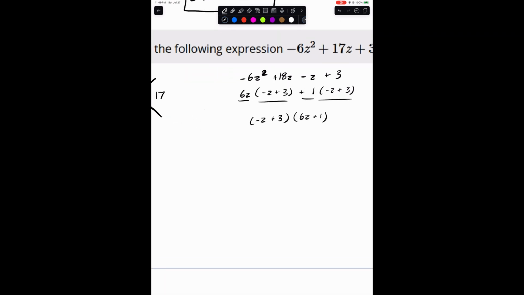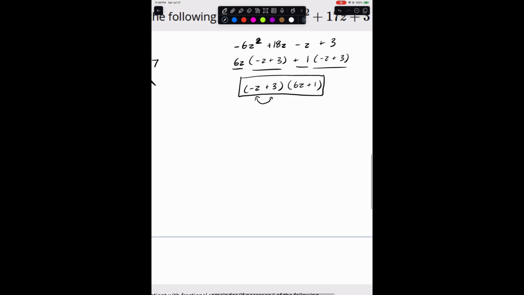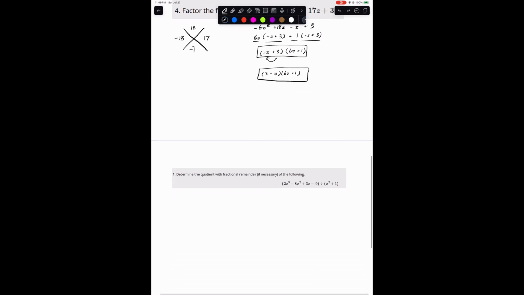I usually don't like this negative sign in the front, so I like switching these two. This could be your final answer right here, but out of personal preference, I prefer 3 minus z, 6z plus 1. It doesn't really matter which one you do, but some prefer it first because the z's are in front. I like the second one because I don't like negatives in the front. Okay, so that is question 4.